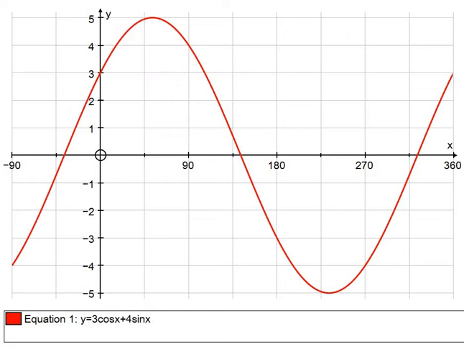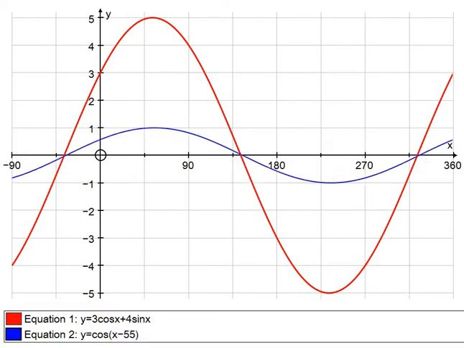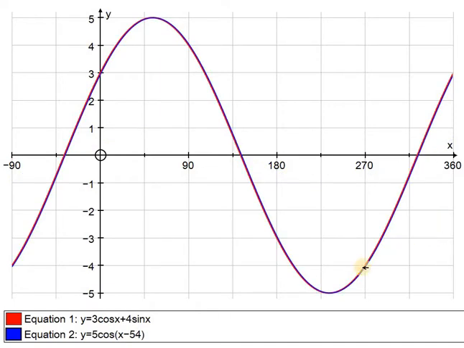So here is the graph. It looks like some kind of sine or cosine curve that's been transformed a couple of times. For instance, I could start off with the cosine graph in blue. I could do a translation to move the graph to the right, something like this, and then do a stretch in the y direction, something like this, and you can see the graphs are almost identical. So is there a way of working out values like these, like the 5 here and something similar to this minus 54 here?